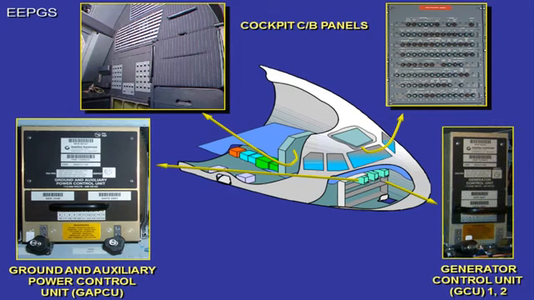In the EEP-GS, the GPCU is replaced by a Ground and Auxiliary Power Control Unit, GAPCU. The GAPCU controls the APU generator and the external power channels.